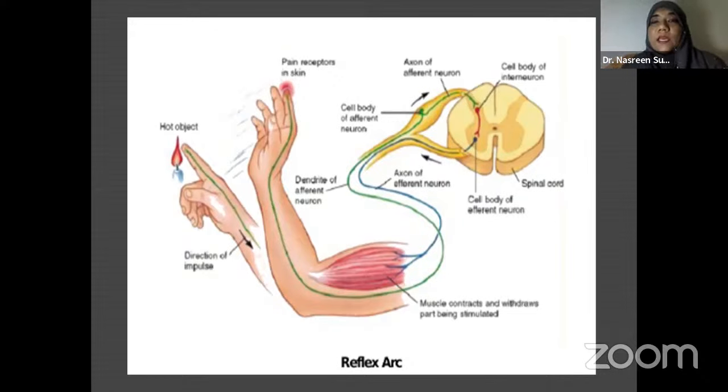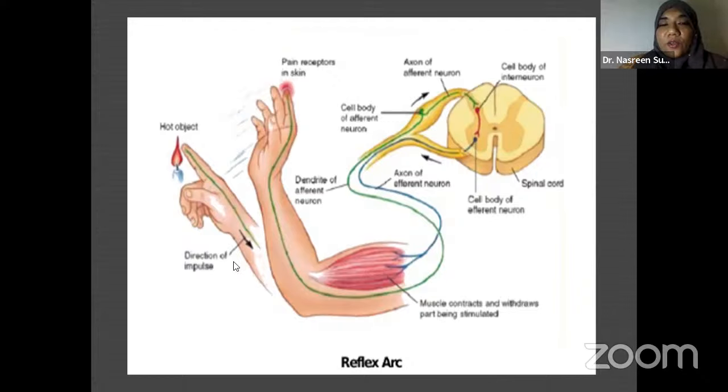Whereas motor means it is a neuron which is going to carry the information from the brain to the effector organ. So towards the brain is sensory, away from the brain is motor. If you can't remember, you can remember SAME, same. S, sensory, is also called afferent, SA. M, motor, is also called efferent. SAME, same.